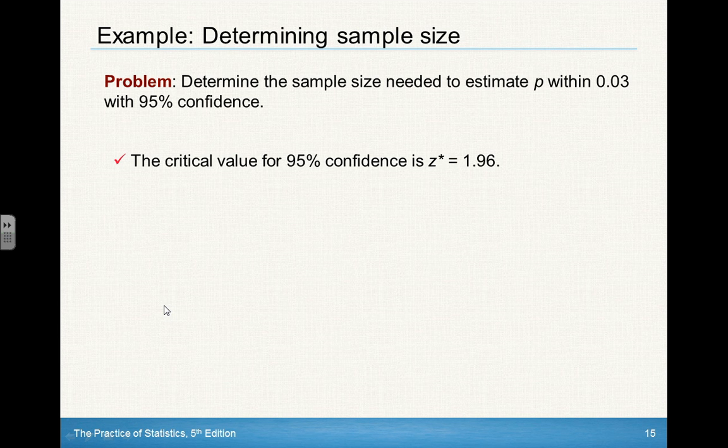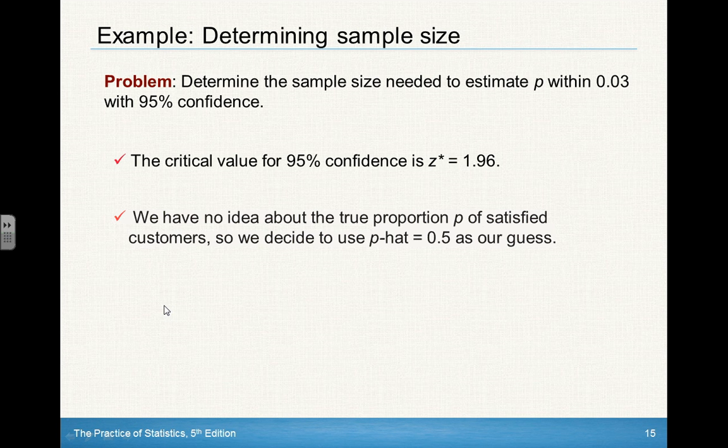All right, what proportion of customers are satisfied or very satisfied? Well, I have no idea because I haven't done the survey yet. So maybe I'll go ahead and use 50-50. 0.5 is going to be my guess for p hat. Now, since we're sort of making up this p hat, sometimes you'll see it written as p star because it's a guess that I just made up.